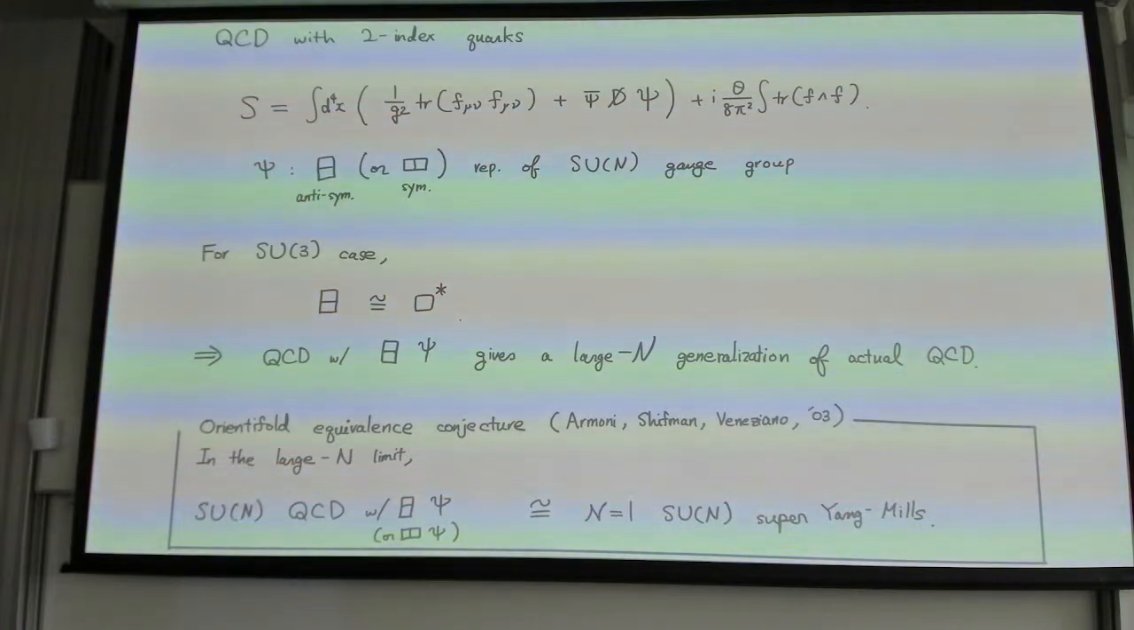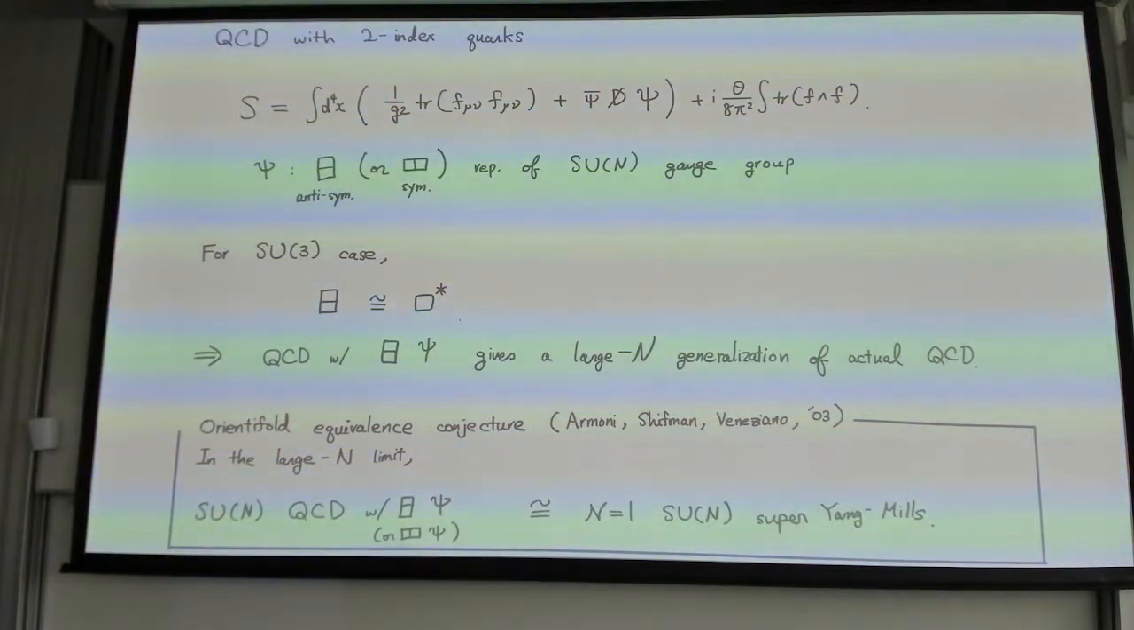And the reason why this can be interesting is that for SU(3), the nuclear theory case, we are interested in the case where the color number is 3. But in that case, the two-index anti-symmetric representation is identical to the conjugate of the fundamental representation. So when N is 3, this is the same as actual QCD. In that sense, two-index anti-symmetric QCD gives a kind of large N generalization of actual QCD.